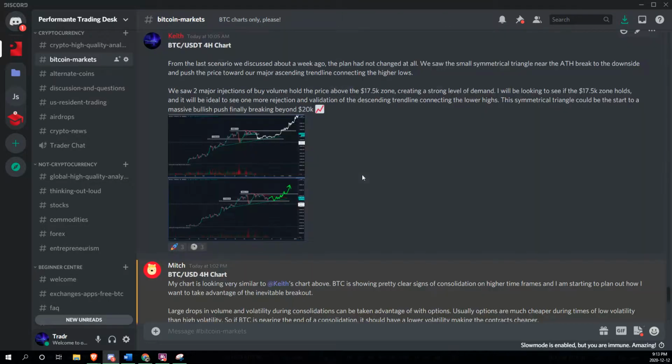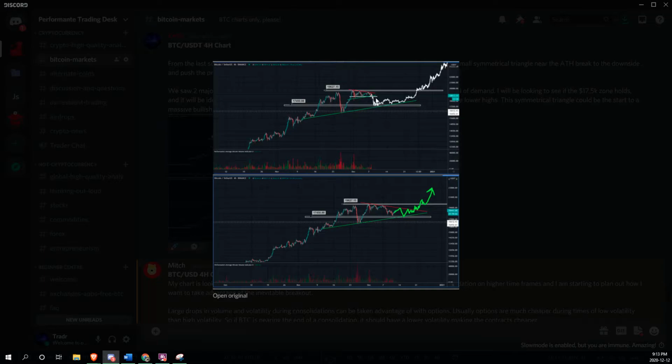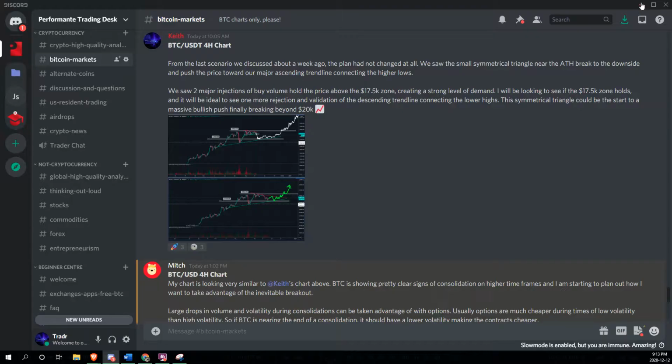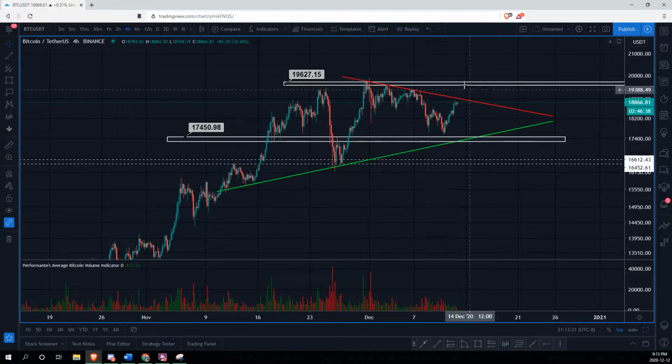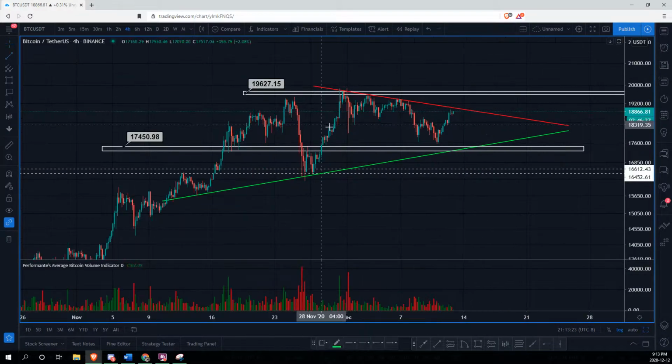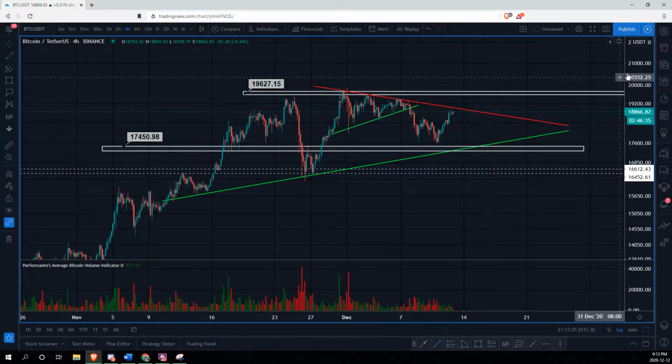So that's the initial outcome that we looked at right here for possibility number 2, and it does look like we're seeing that right now, where we're seeing that series of higher lows right here, series of higher lows, and then this was the initial symmetrical triangle that broke to the downside right there.